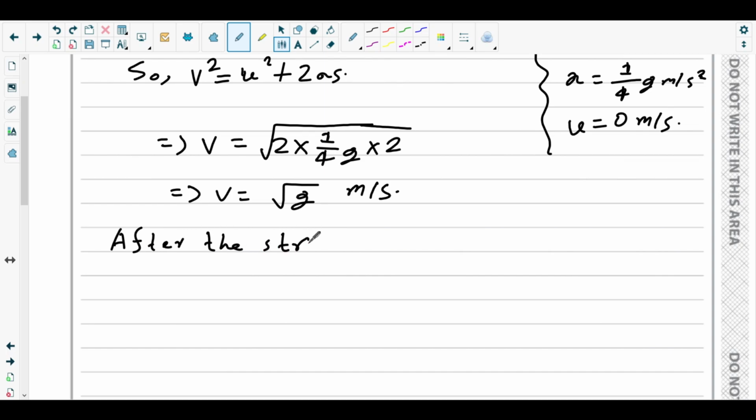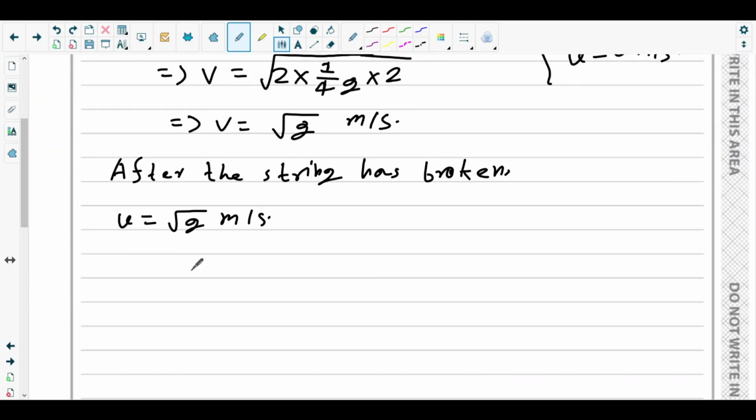Okay, so after the string has broken, this v will be now the initial speed, because with that speed it will start to move freely under the force of gravity. Okay, u equals square root of g meter per second. Fine. Now we need to find out the v. The v is basically the speed when it is hitting the ground finally.